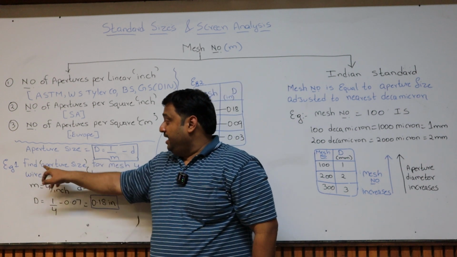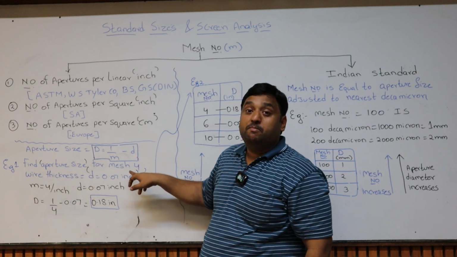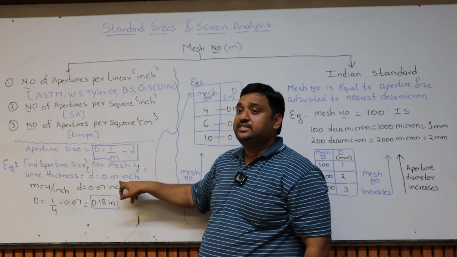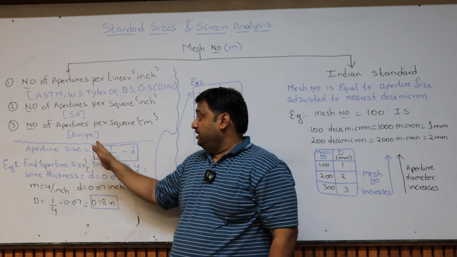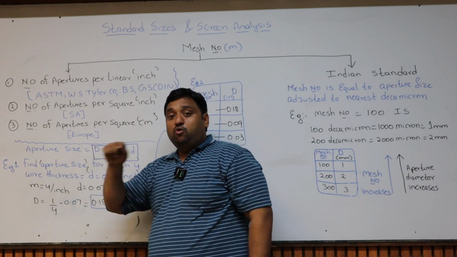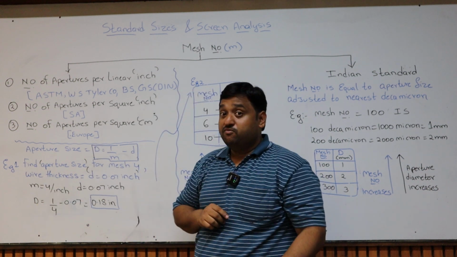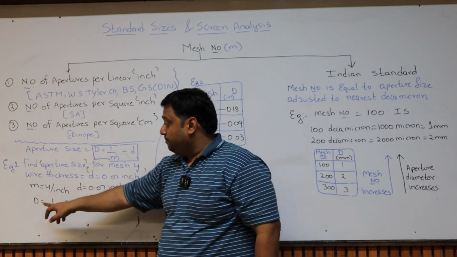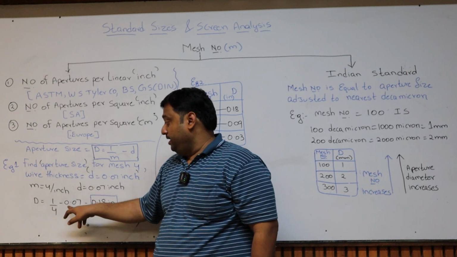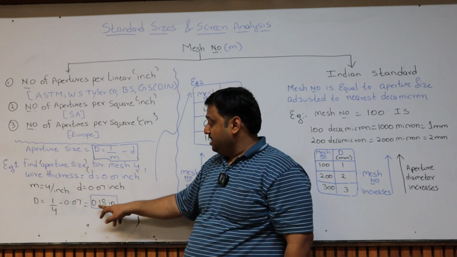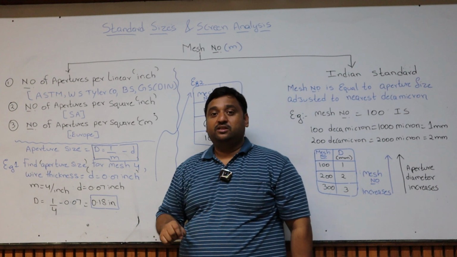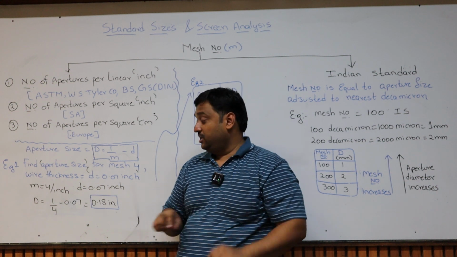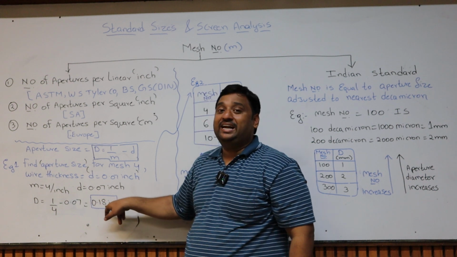Example: find the aperture size for mesh number 4, given wire thickness d equal to 0.07 inch. As per the definition, M is equal to 4 per inch. Mesh number 4, d is 0.07. If I put it in this formula, my opening diameter is 1 by 4 minus 0.07 inch, which is 0.18 inch. That means the mesh number 4 screen has an opening diameter of 0.18 inch.